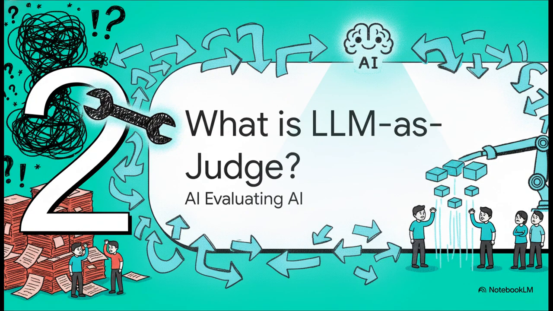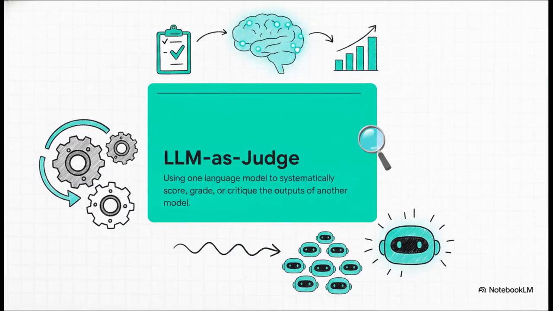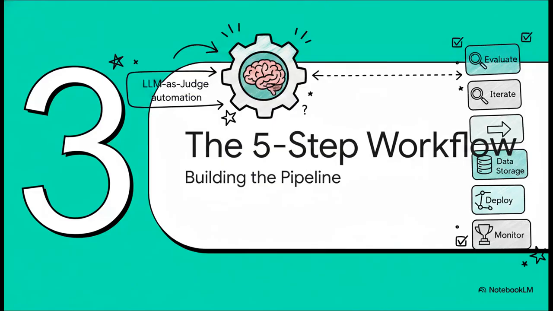That brings us to Section 2. What is LLM as judge? Simply put, it's using one language model to score or critique another. Now, I know what you're thinking. That sounds completely circular, right? Using AI to grade AI. The author admits to being super skeptical about this at first, too. But the reality is, once you set this up correctly, it is the absolute definitive solution to this bottleneck. You're basically taking the tedious, high-volume grading work that humans no longer have the capacity to do and handing it over to a model.